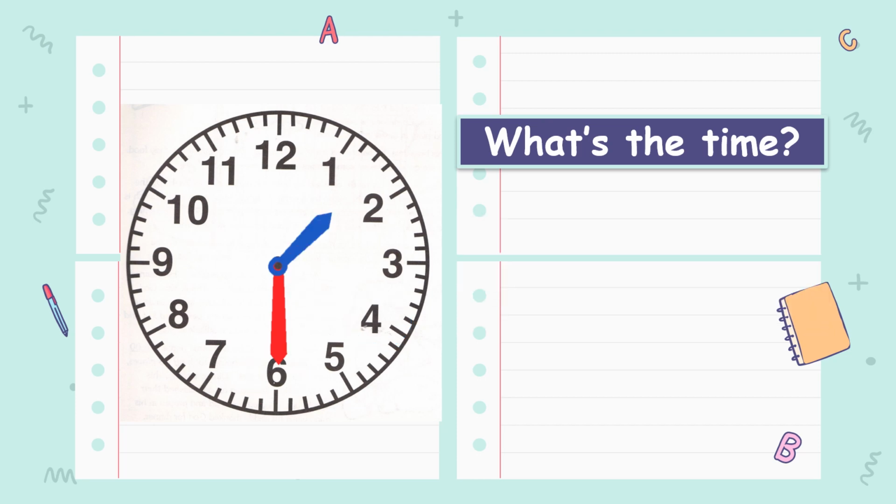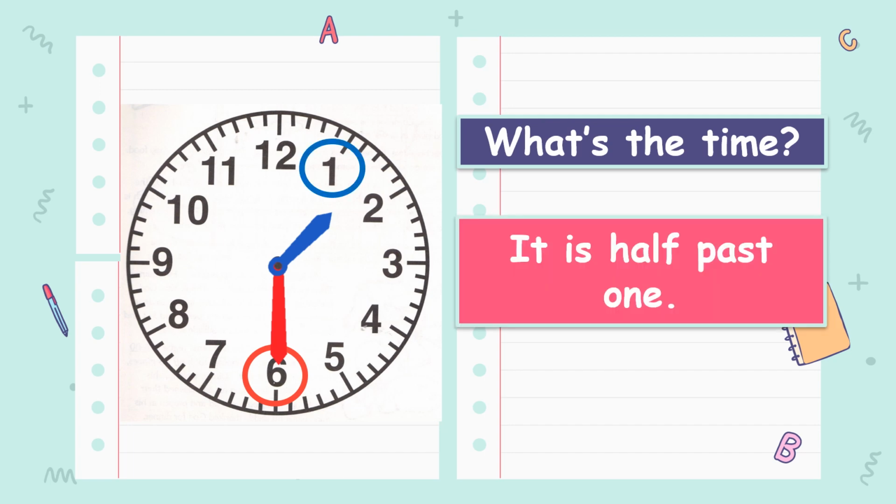Now the next one. What's the time? Again, if you see the minute hand, the long needle is at 6. We still need to use the words half past. So based on the picture, the hour hand is between 1 and 2. It hasn't reached 2 yet. So the answer is, it is half past 1.